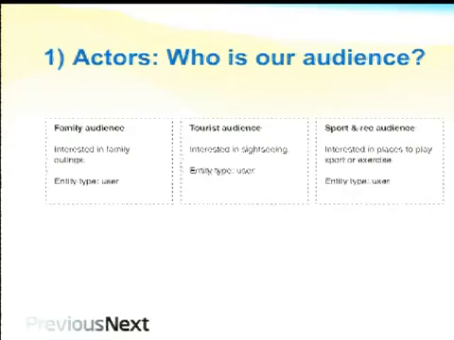We can basically just draw 3 boxes. 3, got to learn to count, Chris. 3 boxes. The family audience, the tourist audience, and the sport and rec audience. We've sort of said what they're interested in: family outings, sightseeing, places to stay. We've also documented what entity type they are, because we're going to build it in Drupal.